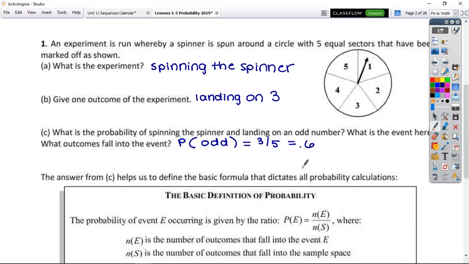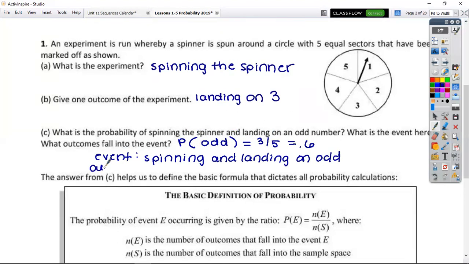So what is the event here? So the event here would be spinning an odd. So your events would be spinning and landing on an odd. So spinning and landing on odd. And then what outcomes fall into the event? So outcomes, you're just gonna list these.